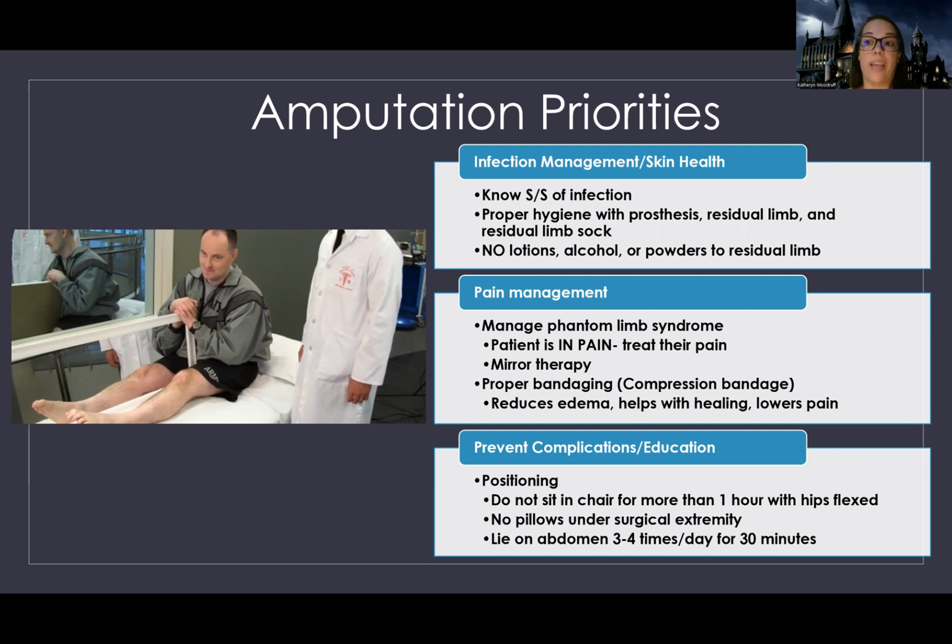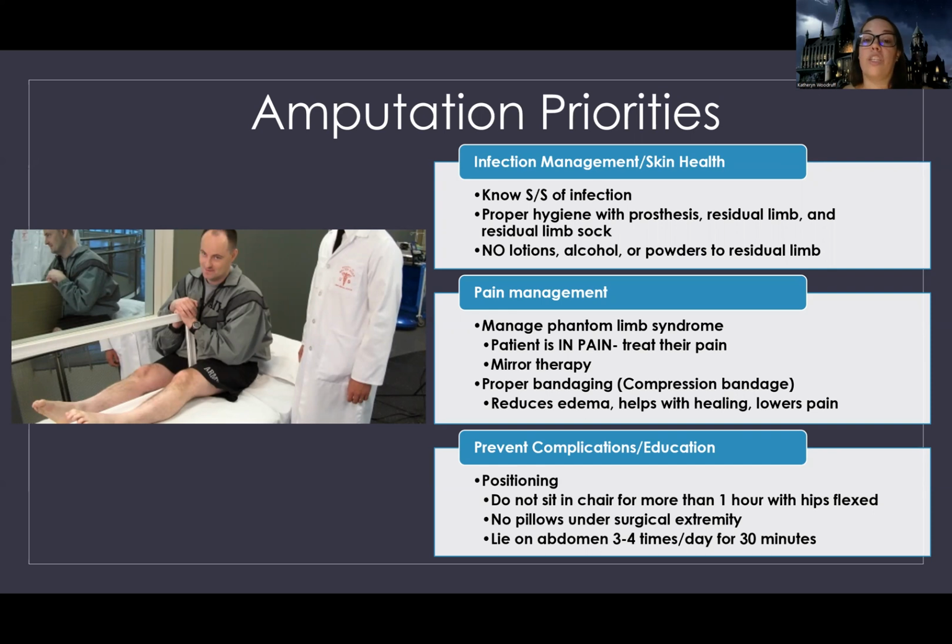And then the limb sock is what goes over it. So they have their residual limb, and then they have a sock they put over it, and then they put that sock into the prosthesis because they have to put a protection between their residual limb and the prosthesis. So we want to teach them how to care for each of those things.